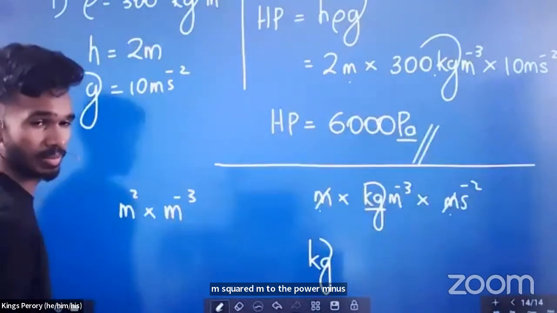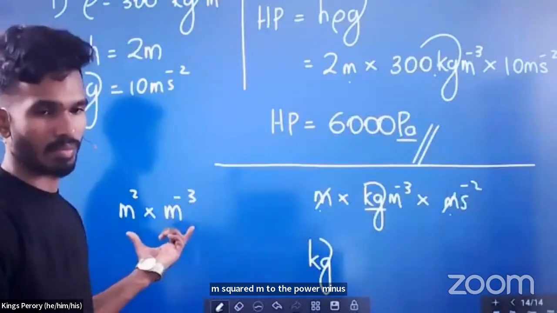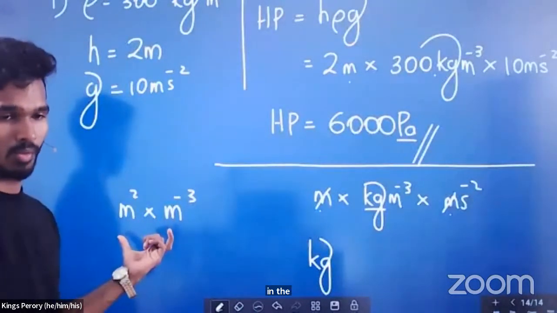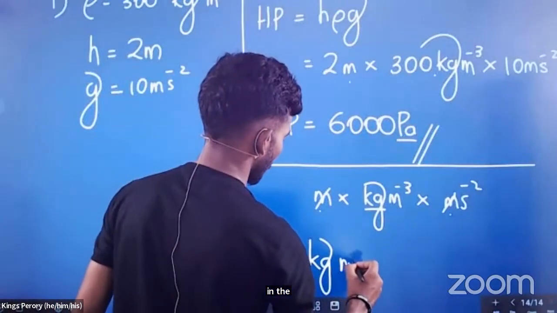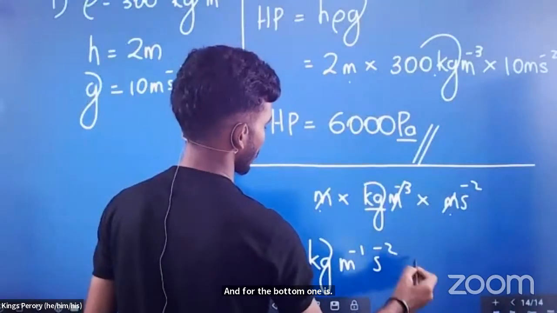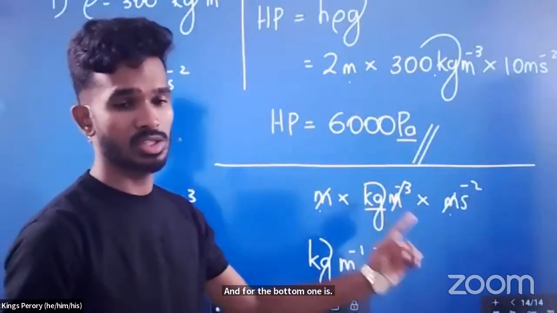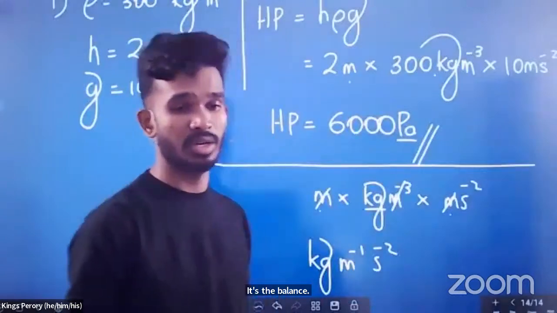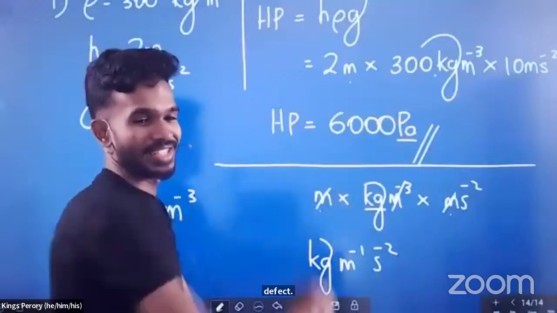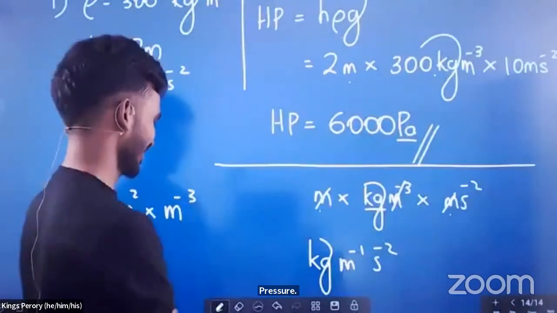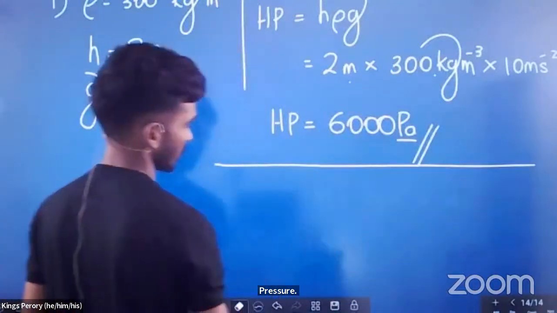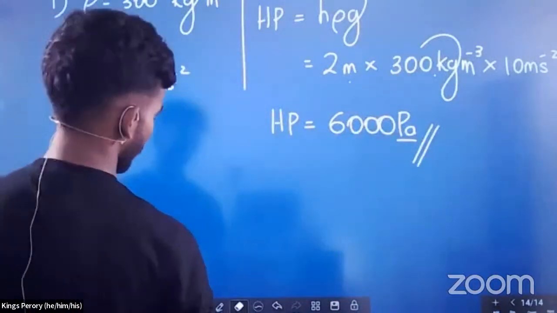What's the answer? What is remaining? m to the power 1, plus the minus, minus. So the m part is remaining, m to the power minus 1, s to the power minus 2. This is the fundamental unit of what? Pressure. Right? That's pressure. Okay. So you can prove it using fundamental units. You get the same unit. That's the first question.